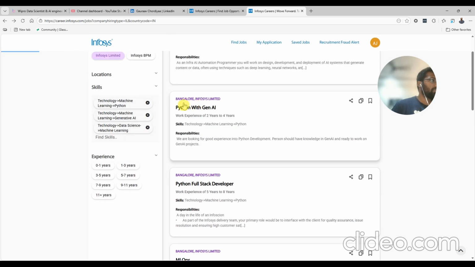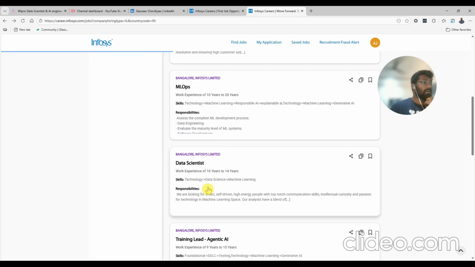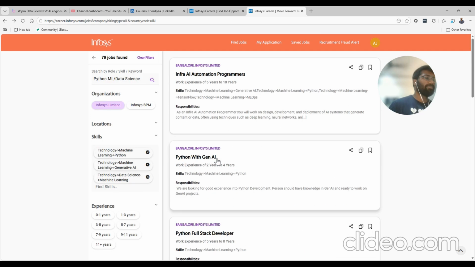Now this is an opening in Bangalore at Infosys, with Python and generative AI, where the experience required is not very high, like 2 years to 4 years. And the skill set and technology they are looking for is someone who has machine learning and Python. So that is the thing. If you go through, there are multiple openings in Infosys.